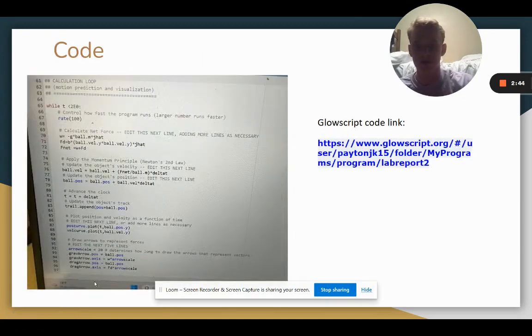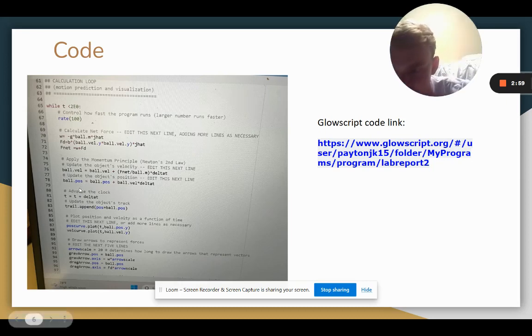Here is my code. What's important is line 69 through line 78. That's just rewriting the five equations that I showed earlier into a format that GlowScript recognizes. And then 80 through 83 just updates time. There's a link to my code.